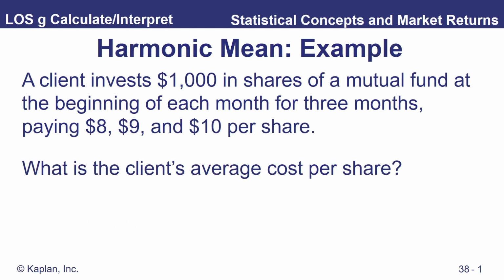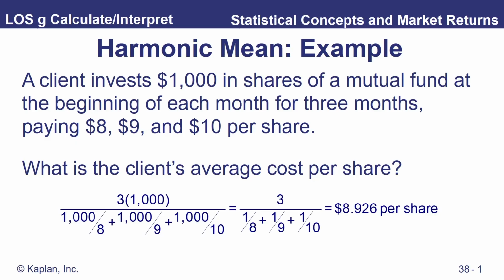So we've got a client investing $1,000 in shares of a mutual fund at the beginning of each month for 3 months. So we're investing $1,000 month 1, month 2, month 3. Same monetary amount each period. And we're paying $8 per share in month 1, $9 per share in month 2, and $10 per share in month 3. And we want to know, what is the average price we paid per share over those 3 months?